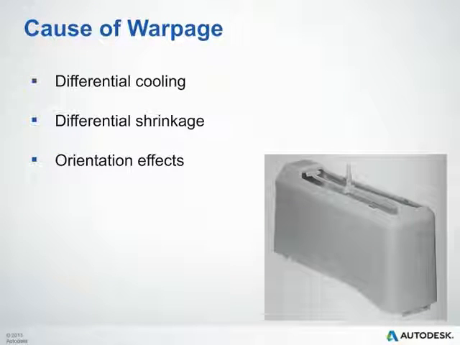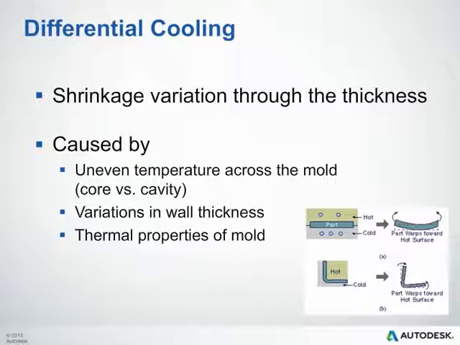When we look at causes for warp, we're looking at three main components. That would be differential cooling, differential shrinkage, and orientation effects. We'll take a closer look at these three in the next couple slides. Differential cooling is typically defined by a shrinkage variation through the thickness of your part. This can be caused by uneven temperatures across the mold, so maybe your core versus your cavity are different, variations in the wall thickness, or even thermal properties within your mold. We covered some of these topics in more detail in the Mold Flow Design Principles module, so please feel free to reference that if you have not and would like additional information.